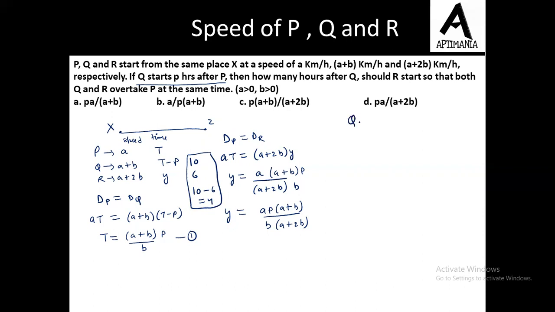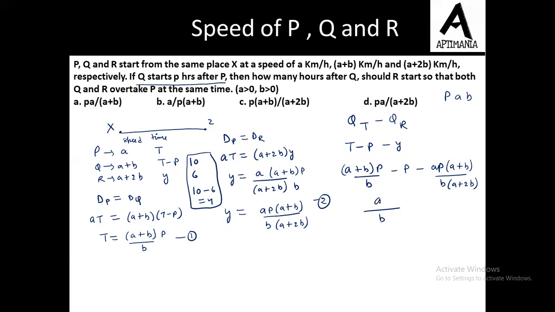So, what we need to do is basically subtract the time taken by R from time taken by Q. Now, time taken by Q is T minus P and that taken by R is Y. So, we need to find this value in terms of P, A and B. Substituting the value of T as A plus B into P over B from equation first, minus P as it is, and Y from equation 2. Let this be equation 2. So the value of Y is AP into A plus B over B into A plus 2B. Okay. Now on solving this part, we'll get A plus B into P, and if we take LCM of these two parts, BP and BP will cancel out. So this will only leave AP minus AP into A plus B over B into A plus 2B.